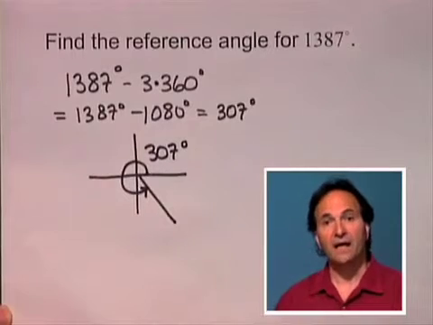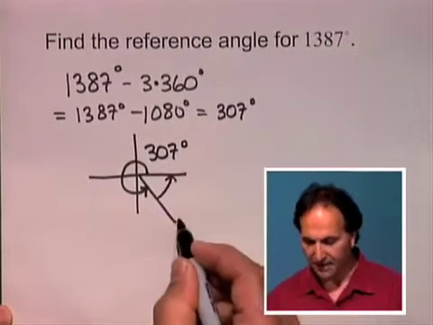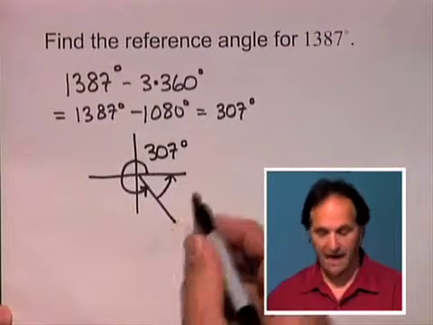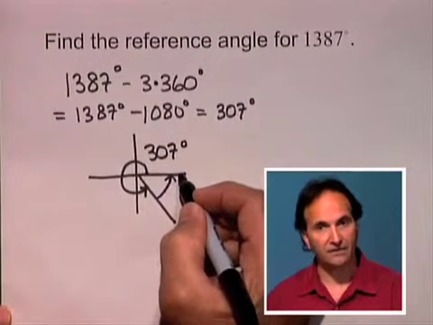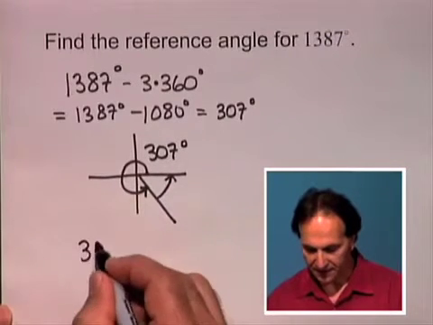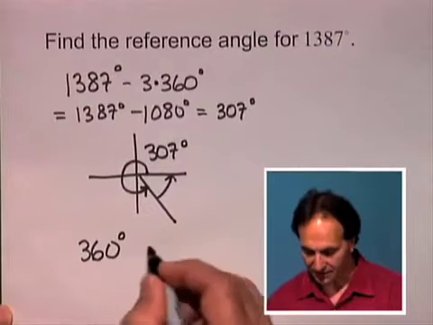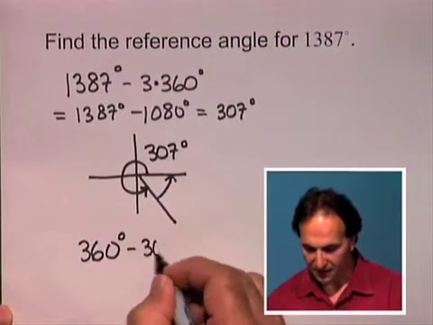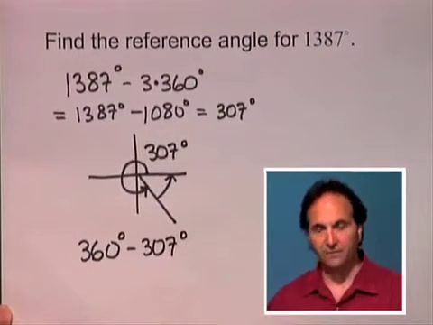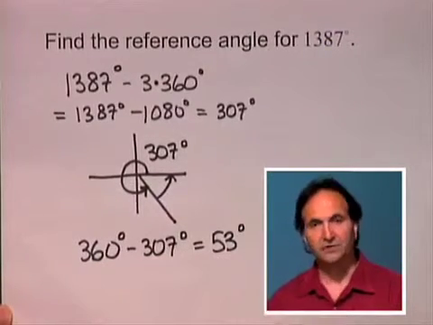307 degrees. Now the reference angle would be the positive angle between that terminal side and the closest part of the x-axis. To find this angle, we would take 360 degrees and subtract the 307 degrees. This would give us 53 degrees, so the reference angle is 53 degrees.